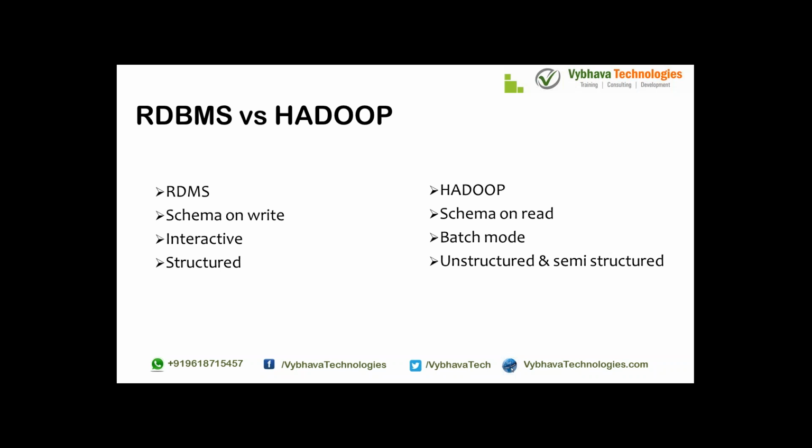Hadoop is not a replacement for the RDBMS, but there are some differences between Hadoop and RDBMS. Hadoop is only for big data. It is not a complete replacement of the RDBMS. Why did Hadoop come into the picture? RDBMS only works for structured data. Hadoop works for unstructured and semi-structured data. What is the difference between the two? I want to show it on this slide.